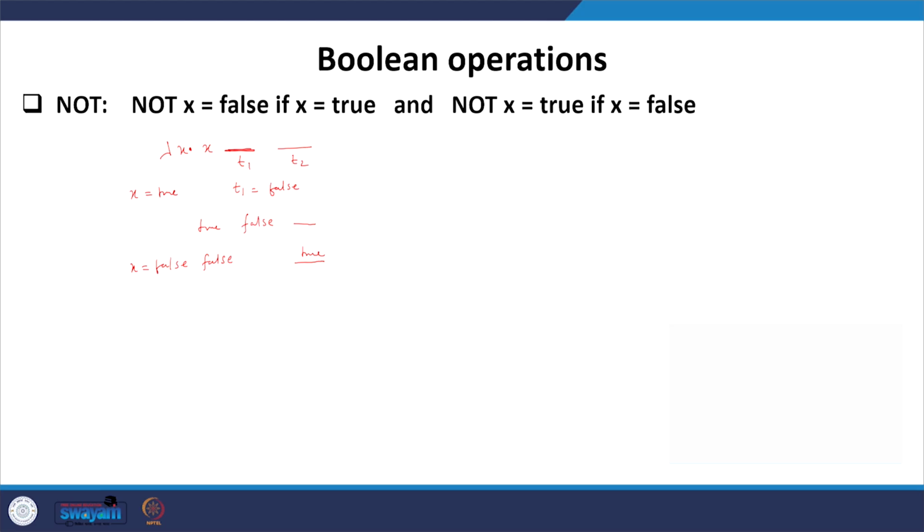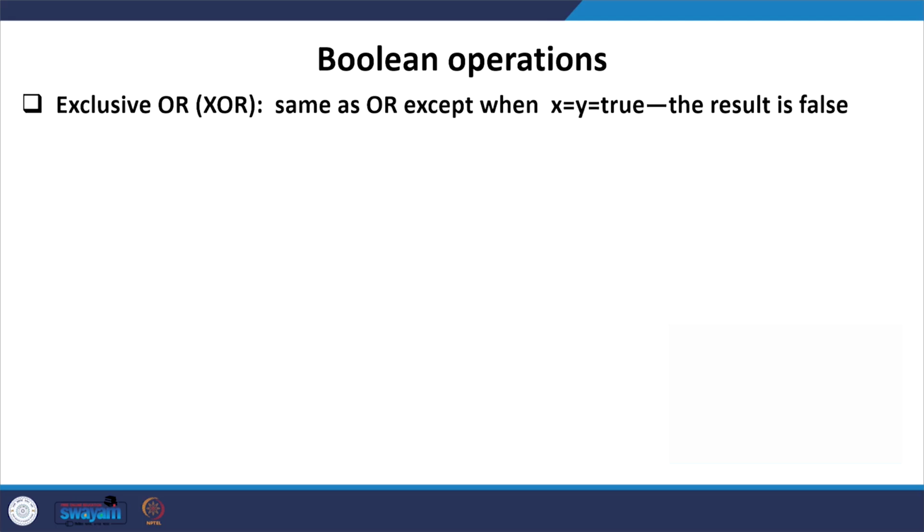So if we combine, it will be lambda x dot x. If x is true, then it will be false. If x is false, it will be true. So it will be lambda x false true. So NOT will be lambda x dot x false true. Now we have to see the exclusive OR.